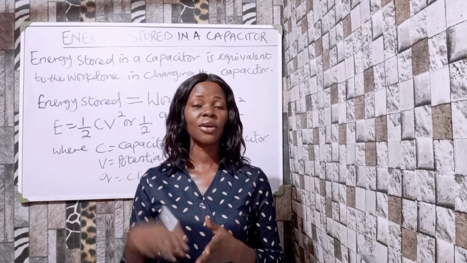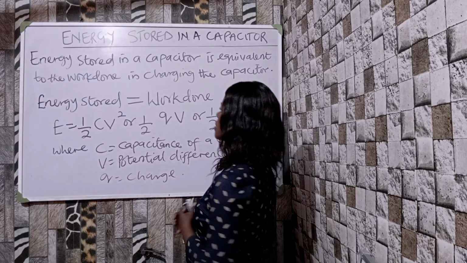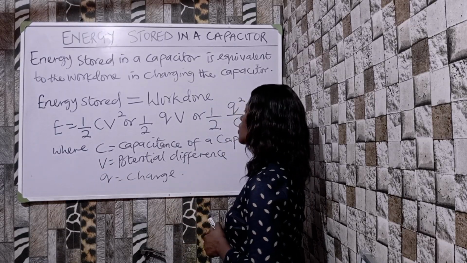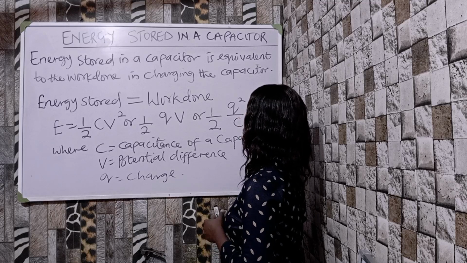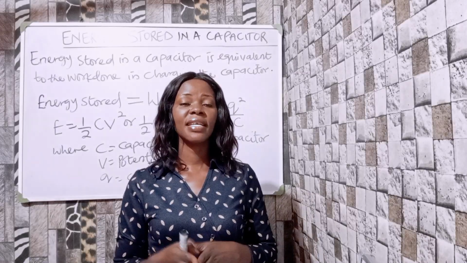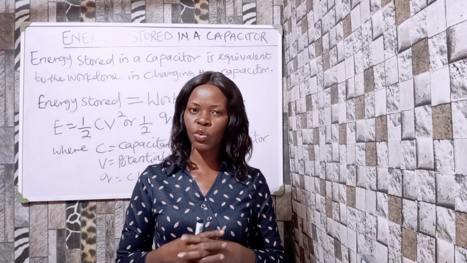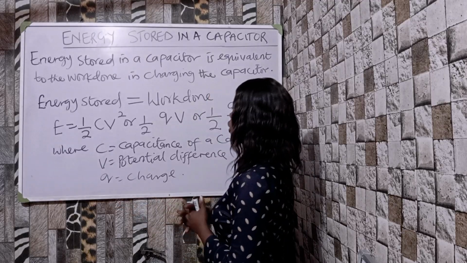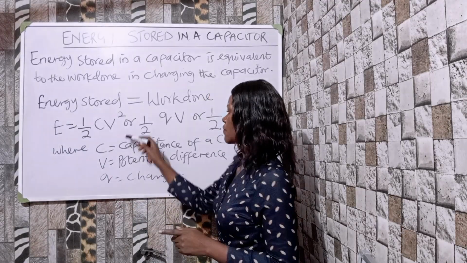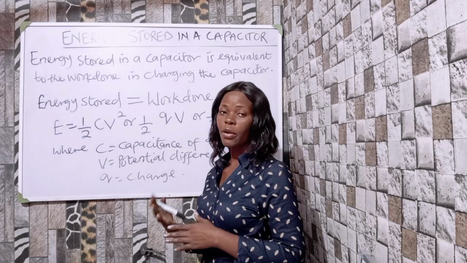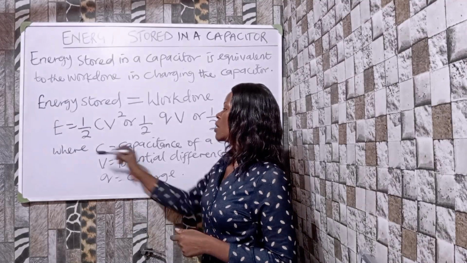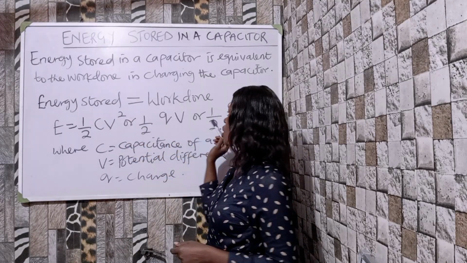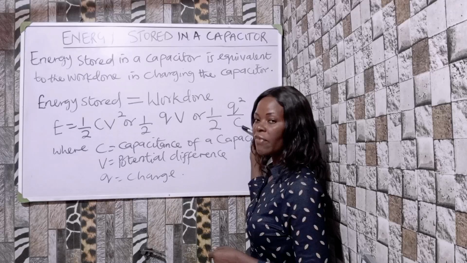Let's see how a capacitor can store electric energy. So, energy stored in a capacitor. Energy stored in a capacitor is equivalent to the work done in charging the capacitor. It means that a capacitor is charged so that it can store electrical energy. So we can also say that energy stored is equal to work done. So you have the following formula to use to calculate energy stored or work done by a capacitor: E is equal to half CV squared, or half QV, or half Q squared over C.